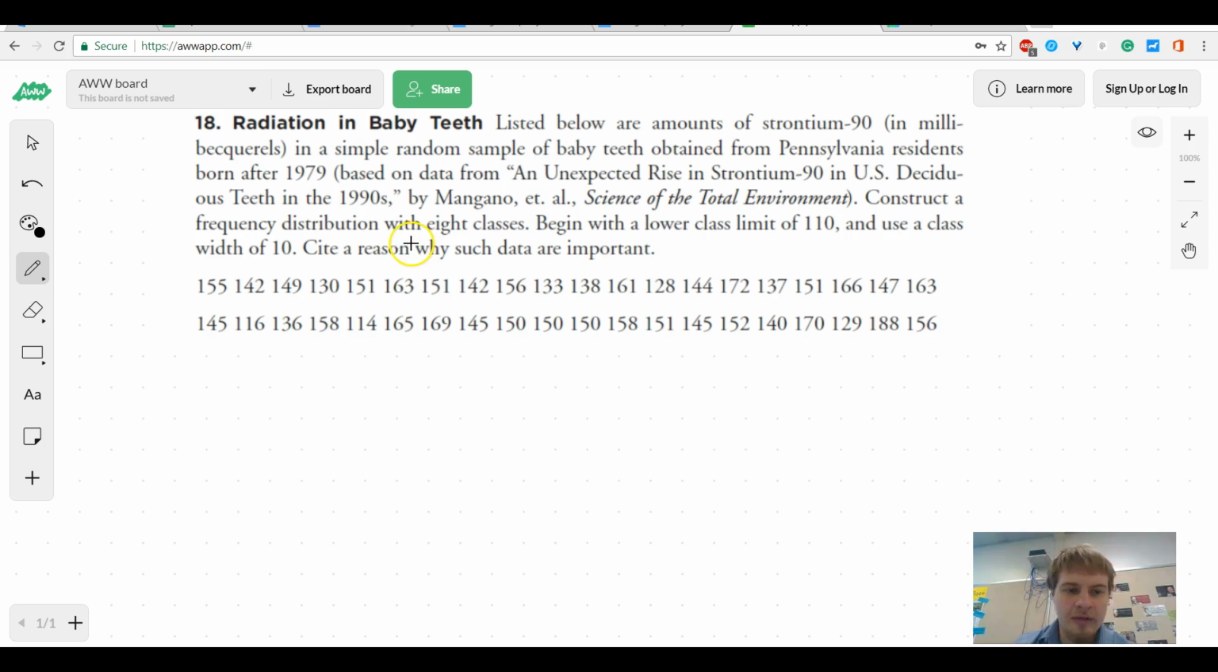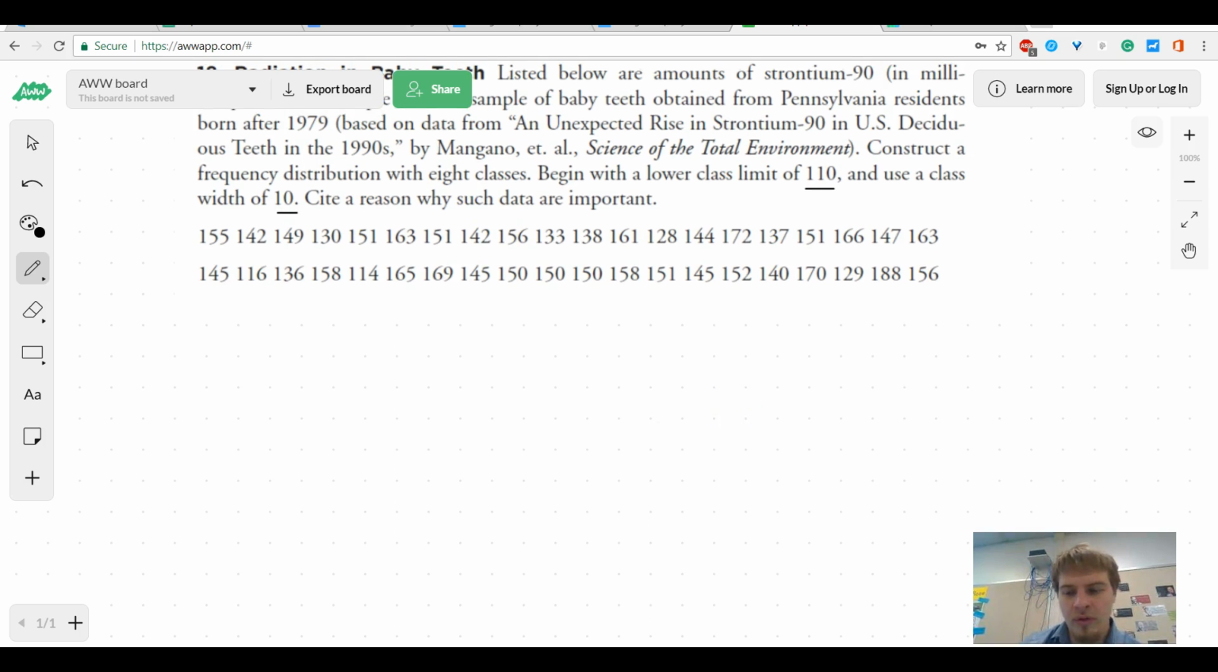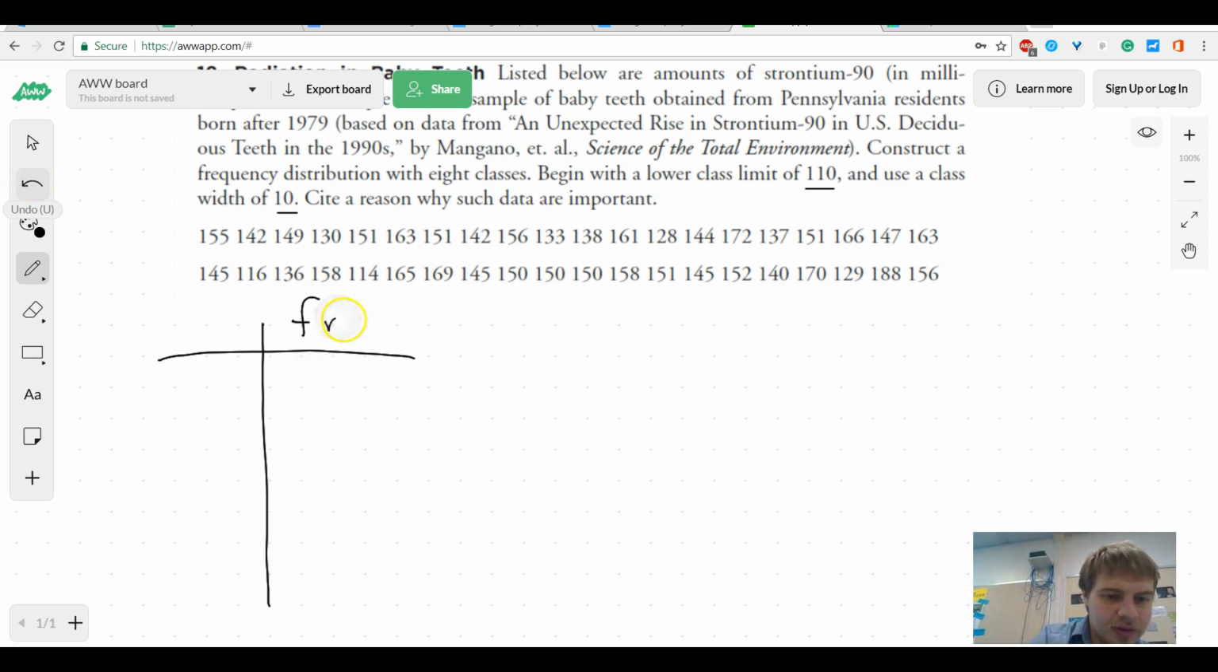So they want us to create a frequency distribution with a width of 10 and starting with the lowest value of 110. Generally you want to start with the lowest value so that you include all the points, and it looks like in here 114 is the lowest point, so we need to include it. And they want us to count by tens. So I guess we'll call this the frequency on this side, and these are the width of the interval.